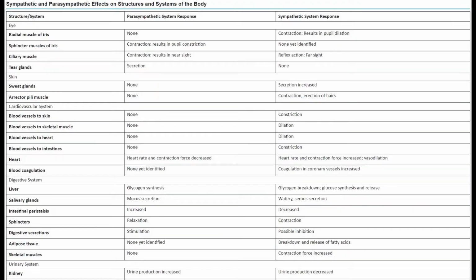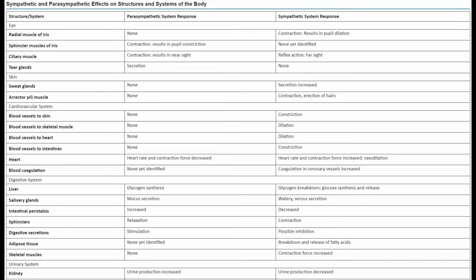Your book has a pretty awesome table in it, table 5.4 in chapter 5, and it shows the sympathetic and parasympathetic effects on the structures and systems of the body. So in the left-hand column, it has all of the structures and systems. In the middle column, it's the parasympathetic system response. And on the right-hand side column, it is the sympathetic system response. So we'll take the eye, for example, and we'll talk about the tear glands. The parasympathetic system response is secretion, but there's no response in the sympathetic system.